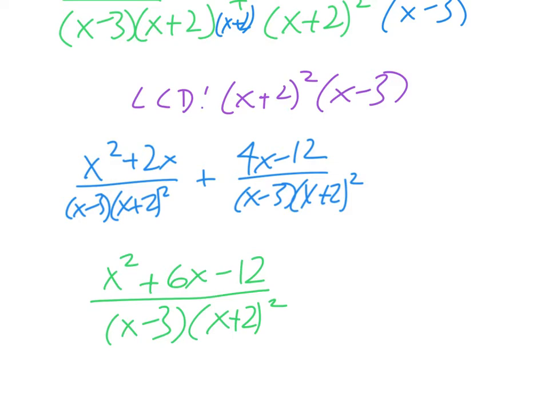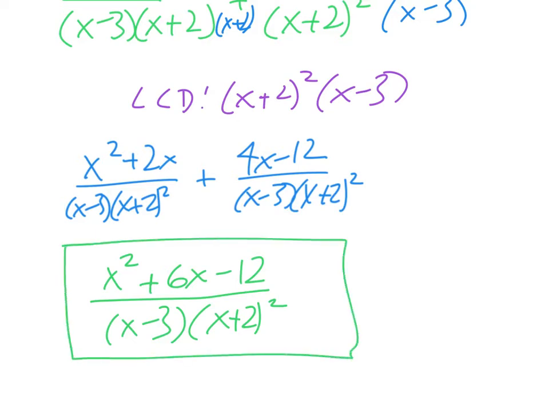At this point we would want to consider factoring the numerator to see if anything could cancel out with the factors in the denominator. However, x squared plus 6x minus 12 just does not factor. So this is our simplified form, and we end up seeing that x cannot be 3, and x can also not be negative 2. So that's what we're looking at for number 10.